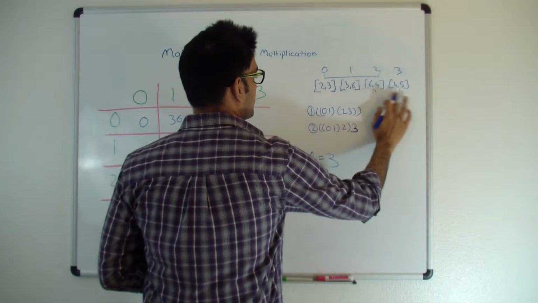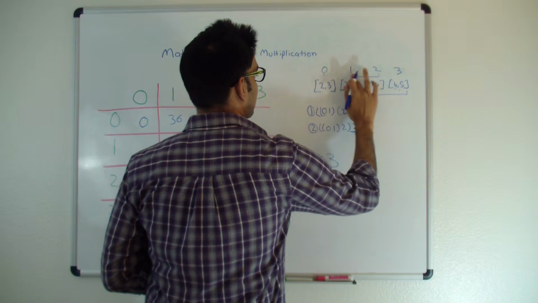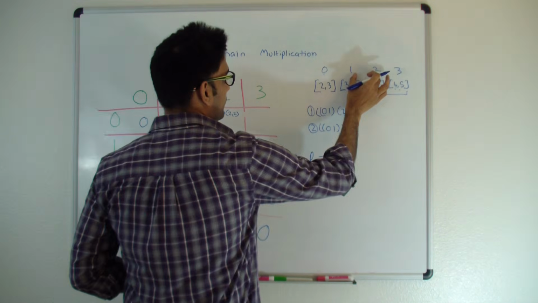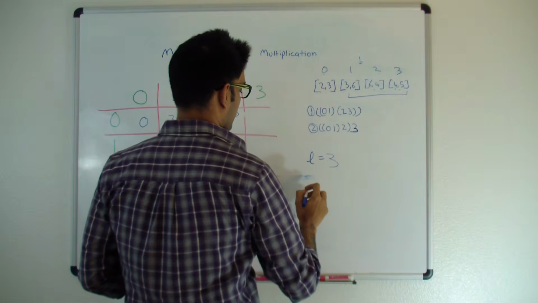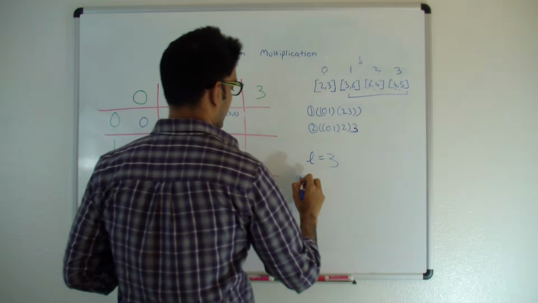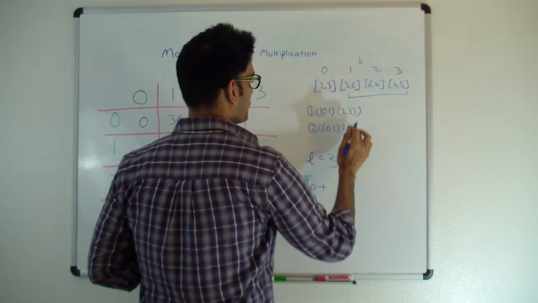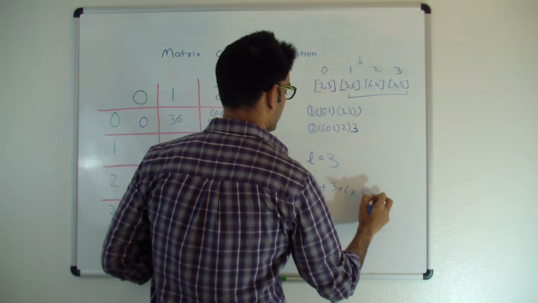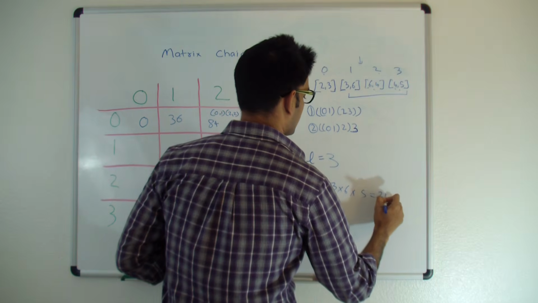Alright, let's try to multiply these three together. So the cost of multiplying, let's first multiply 1 with the result of 2, 3. So we know the cost of multiplying 2, 3 is 120, and multiplying 1 with the result of 2, 3 is 3 into 6 into 5. So this is 18 into 5, 90. So that's 210.